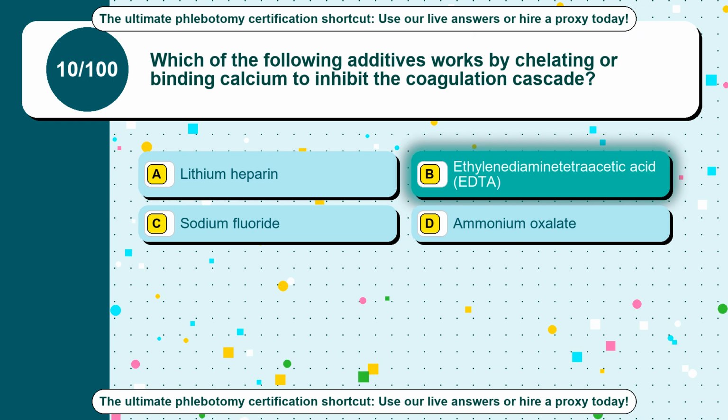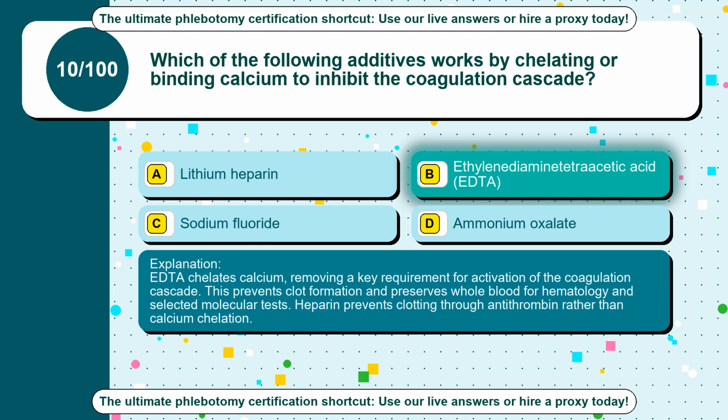The correct answer is option B, ethylenediamine tetraacetic acid, EDTA. EDTA chelates calcium, removing a key requirement for activation of the coagulation cascade. This prevents clot formation and preserves whole blood for hematology and selected molecular tests. Heparin prevents clotting through antithrombin rather than calcium chelation.